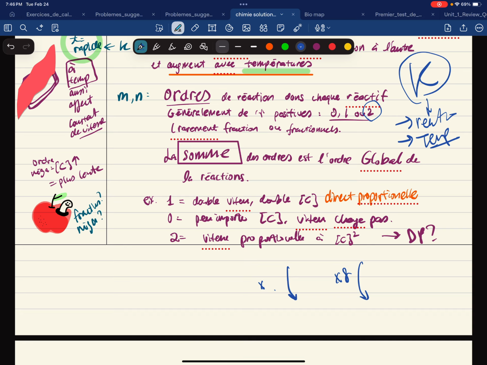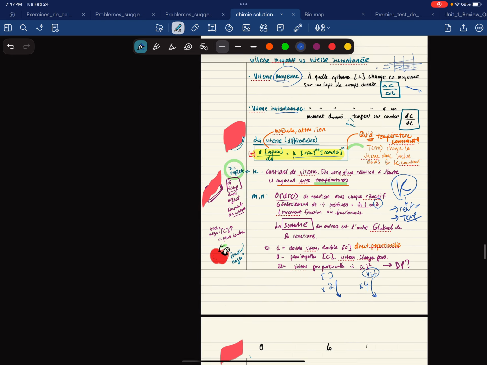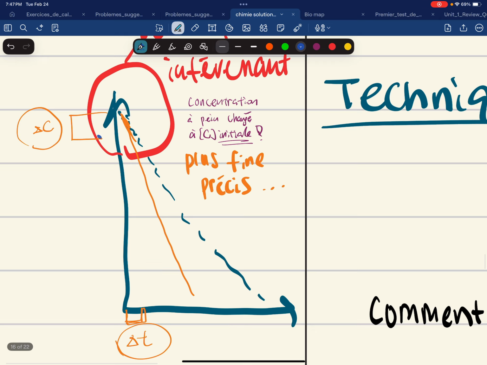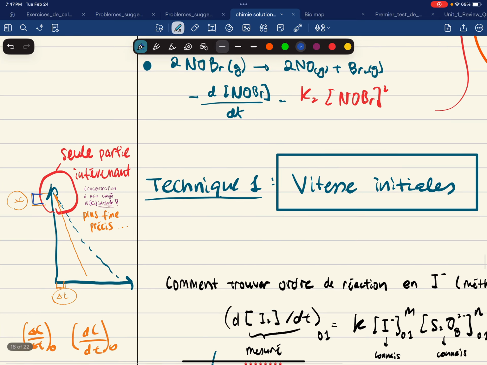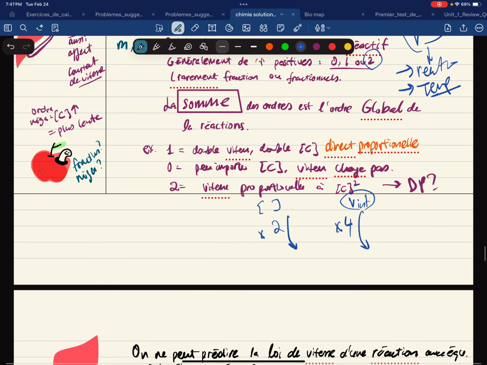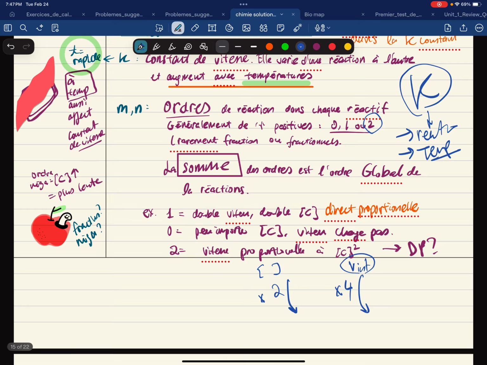What's a good example? A 2 and a 4. Why did I put 8? A 2 and a 4. So if the concentration increases by 2 and the velocity increased, it has to be the initial velocity, and we're saying initial because of the graph. Just imagine the graph. In the beginning of the concentration, we're most precise and we're most sure about it. That's why we're using the initial. And the initial velocity, you look at how much it is compared to the other.